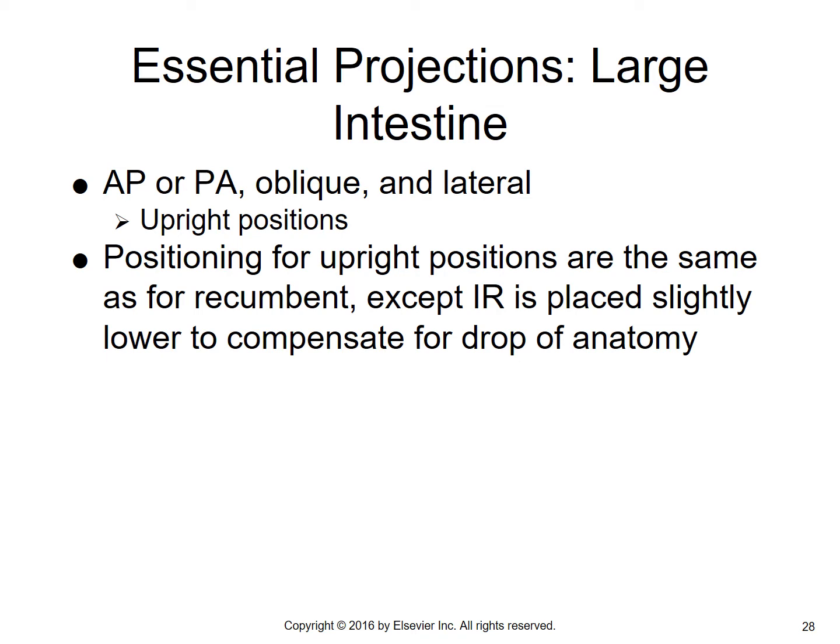Usually your overheads. Now overheads, remember, mean after the radiologist has left, and then you're going to do radiography. They're generally done with the patient recumbent. In the second bullet here, it says positioning for upright positions are the same as for the recumbent, except the IR is going to be placed slightly lower to compensate for a drop of the anatomy due to gravity.